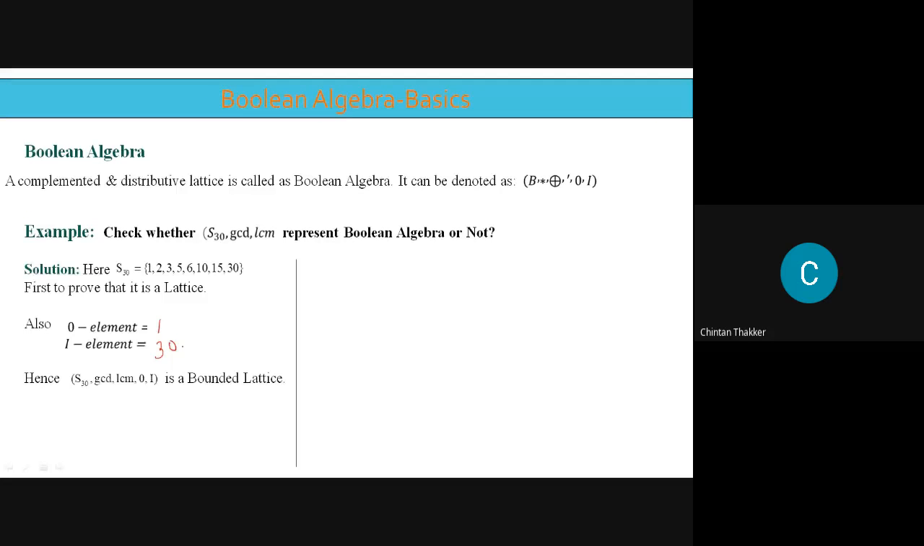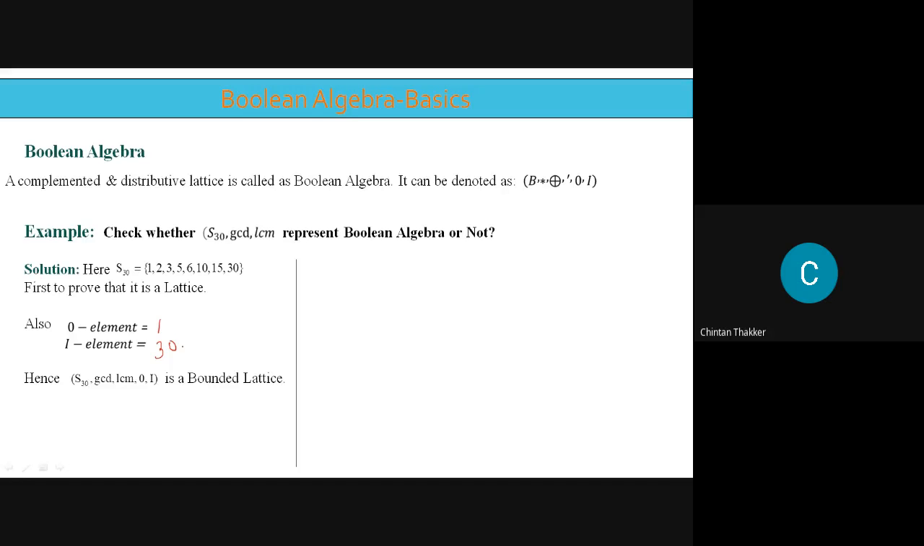So both belong to S30. So it is a bounded lattice. Okay. Then we check the complement of all the elements.